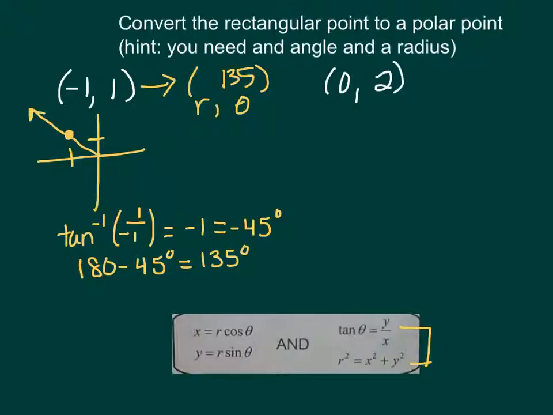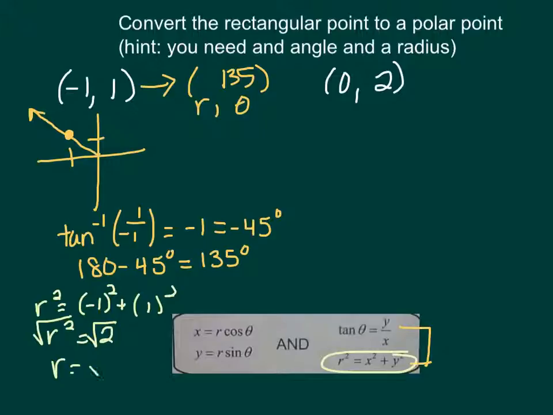The next piece we need to find is the r. So r squared equals x, which is -1, squared, plus y, which is 1, squared. So r squared equals 1 plus 1, which is 2. But since I need to find the radius, I need to take the square root of both sides, and the radius is root 2. So on the 135-degree angle, root 2, which is approximately 1.4, I would be at the same terminal point.